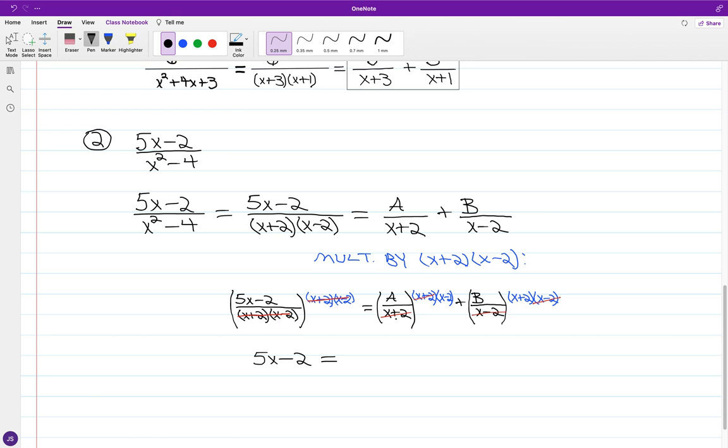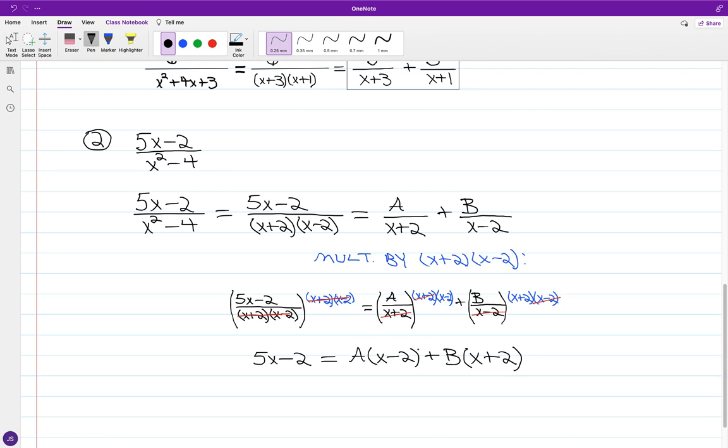And for what we have to the right, for a, we have x plus 2 going out, and we have distribution over the quantity of x minus 2. As for b, which was over x minus 2, x minus 2 cancels out, and we'll have b distributed over the quantity of x plus 2. All right, so just like in the first example, we have two unknowns, a and b.